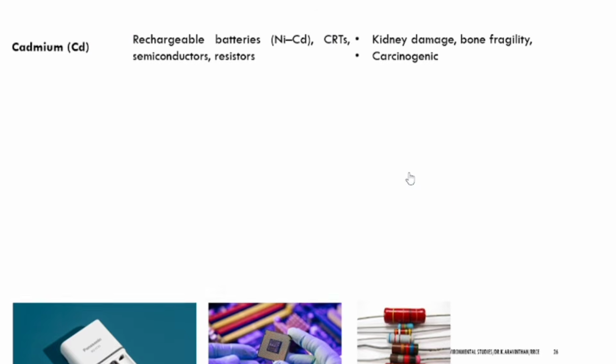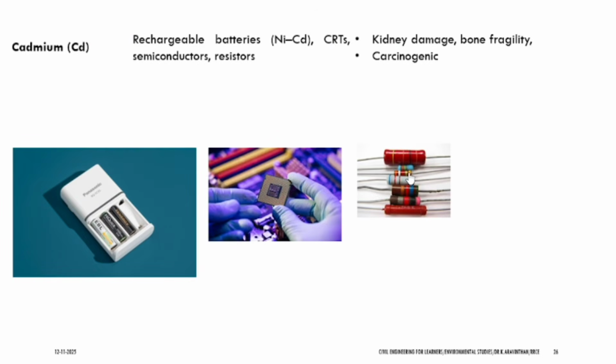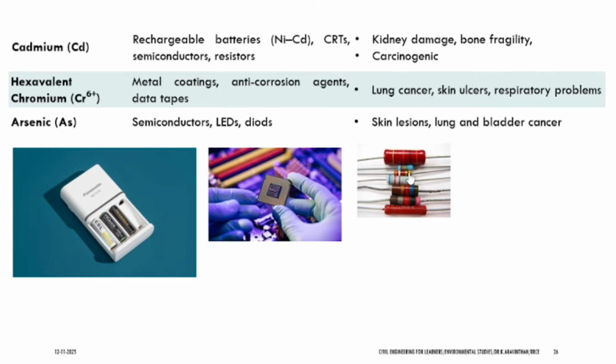Now, next thing is cadmium. Cadmium is there in rechargeable batteries. You can recharge them, but the cost will be much higher. Semiconductors have cadmium, and you have resistors. These resistors are available in your motherboard. Every computer has some resistors. This can create damage such as bone fragility.